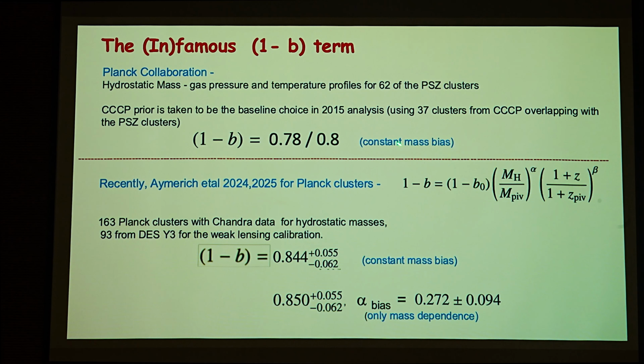But even with this, the Planck cluster cosmology sigma 8 does not match the Planck primary CMB sigma 8. So there is a difference. The primary CMB sigma 8 is higher. Okay.